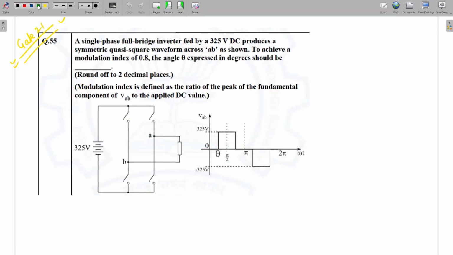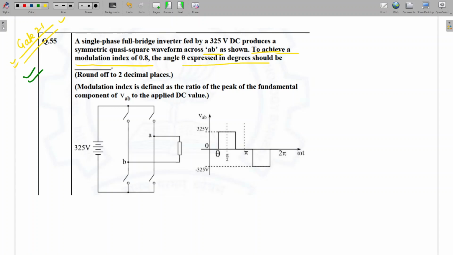I think this was asked in 2021. Okay, so a single phase full bridge inverter. See, here also they have given a little bit of a trick. Same thing is there, but we have to solve it carefully. A single phase full bridge inverter is fed by 325 V DC, produces a symmetric quasi-square waveform across AB as shown. To achieve a modulation index of 0.8, the theta expressed in degrees should be.